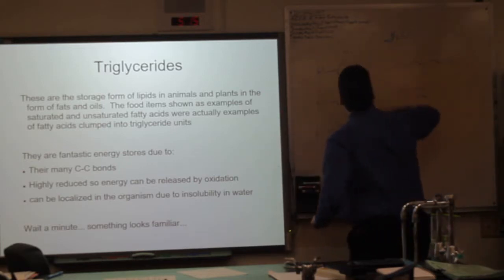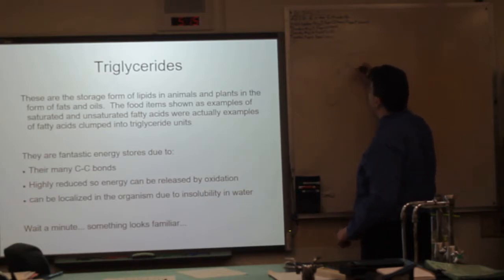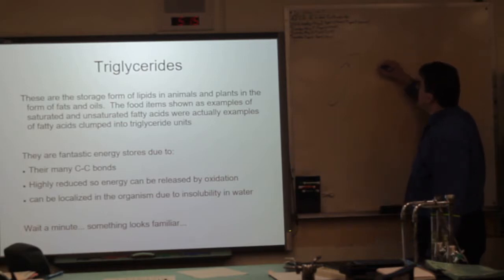So, if you have a cell and you want to store triglycerides, if you have your cell over here with your nucleus over here, and you want to store triglycerides, you can make a clump over here, unbound by a membrane, and just have a clump of triglycerides.